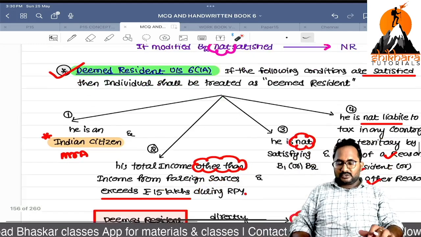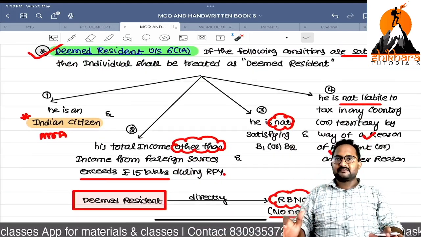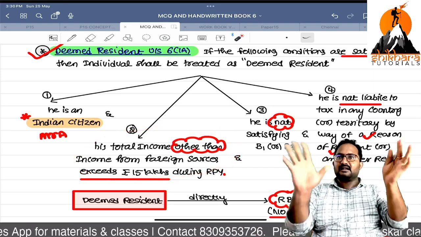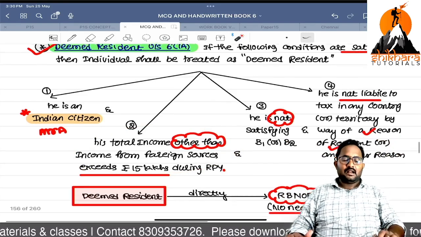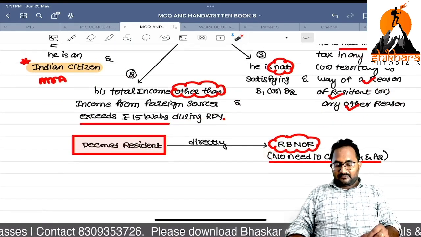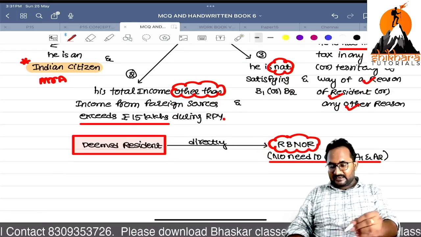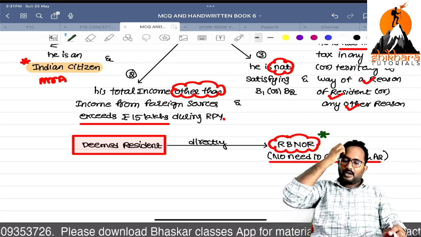Sir, have you understood the deemed resident concept? Nothing but if any person is not paying the tax on this Indian income in any country, we are treating him as a deemed resident, and we are collecting the tax also on that person, but directly we give the status as resident but not ordinary resident. Clear?